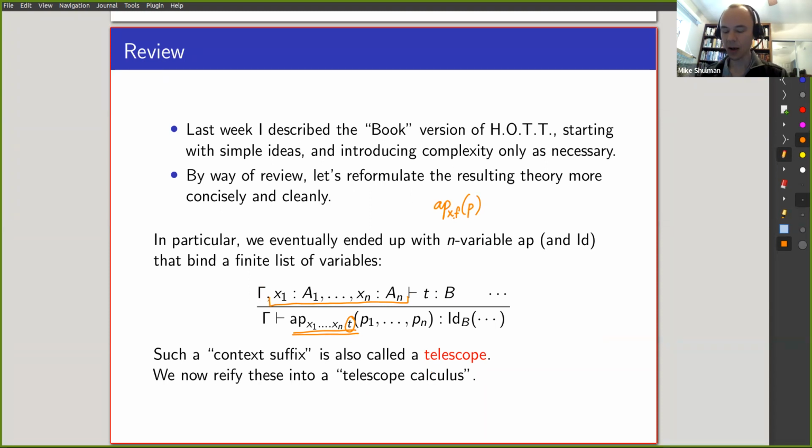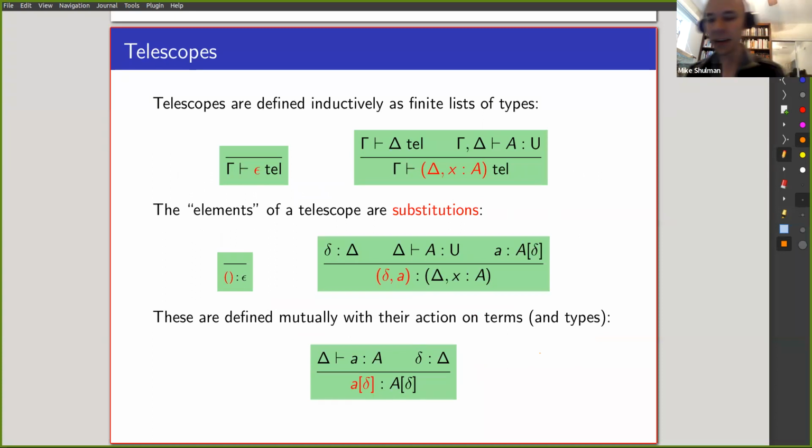It turns out to be helpful to think about these as being reified in some way into, you might call it, a telescope calculus. So let me present the whole theory right now, reviewing very quickly in the language of a telescope calculus. We have a judgment for what it means to be a telescope, and telescopes are defined inductively as lists of types in the ambient context. So we have an empty telescope, epsilon, and then if I have a telescope and a type in the context extended by that telescope, then I can add that type to that telescope and get a longer telescope.